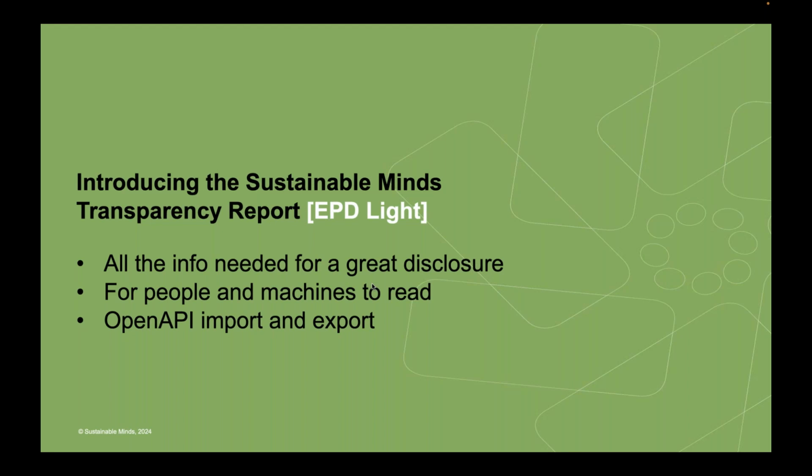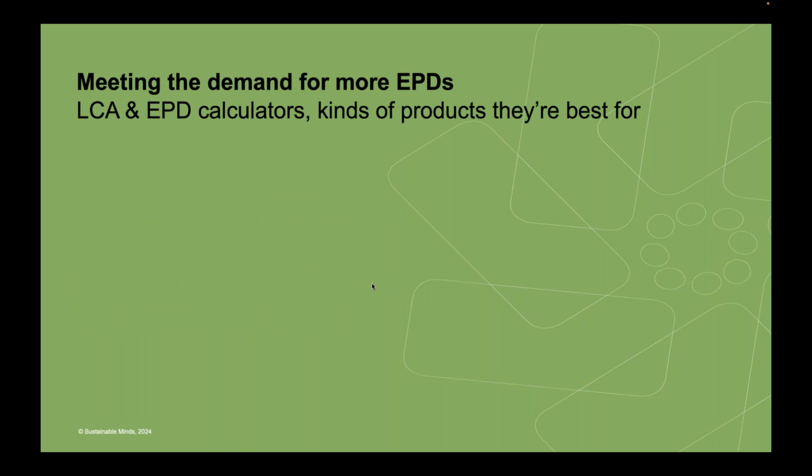You probably aren't surprised that we are introducing our Sustainable Minds Transparency Report EPD Lite for all the info needed for a great disclosure, for people and machines to read, and to be able to take in data through Open API and export through Open API. And so now folks working with us will have a choice of a full transparency report, marketing tool, or if really all that's needed is a disclosure, we have that option available as well.